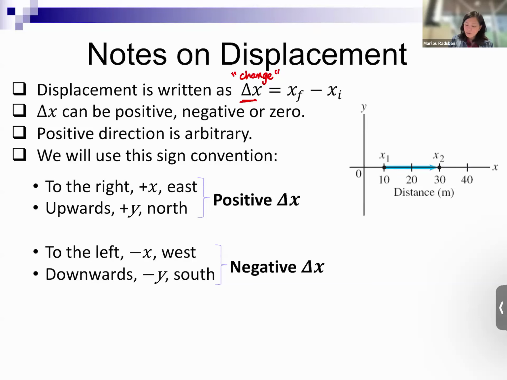Right, so say, for example, you have an object that started from this initial position x1 or xi, 10 meters, and moved to the right to the final position x2, 30 meters. What will be the object's displacement in this first example?